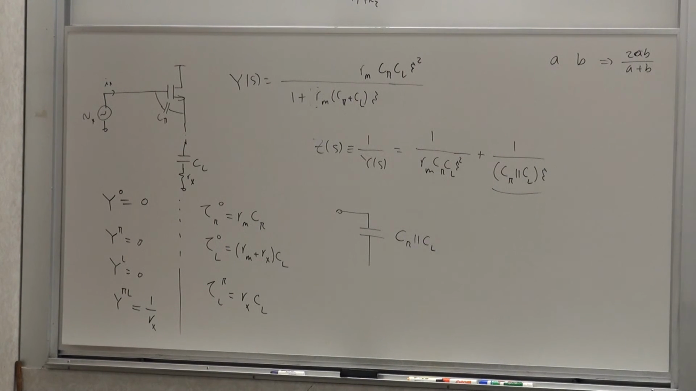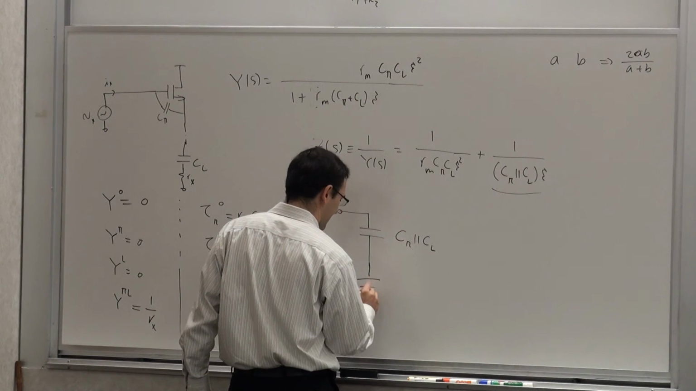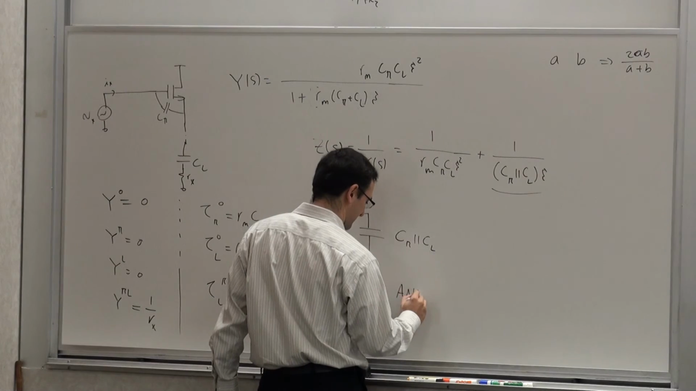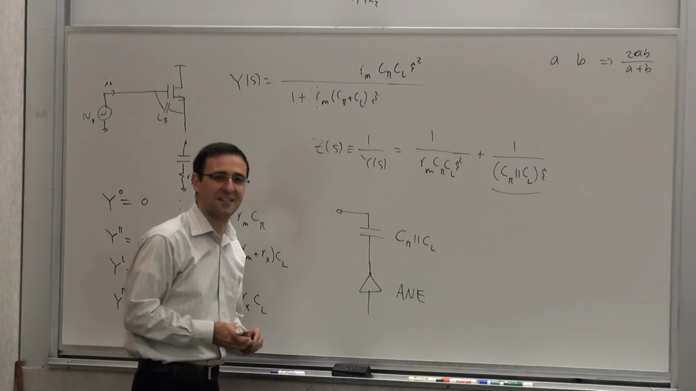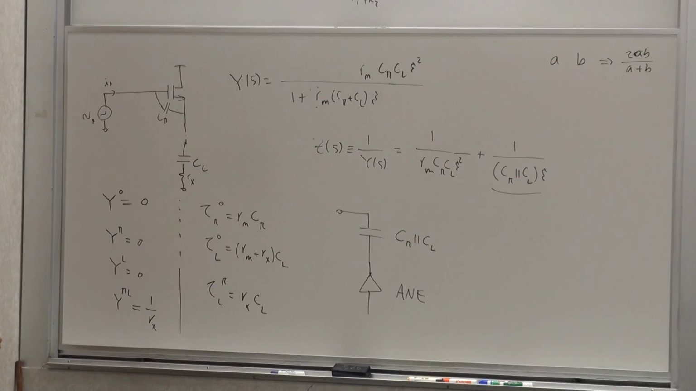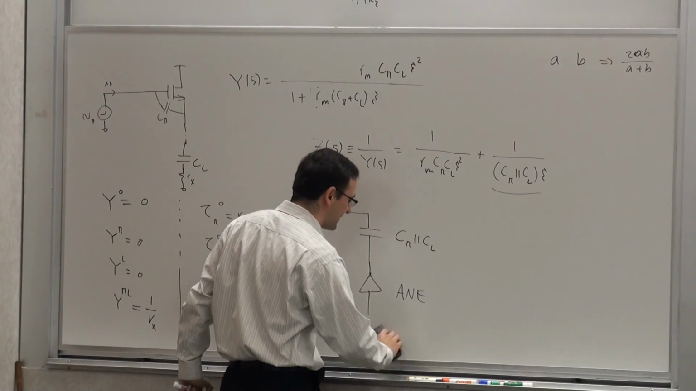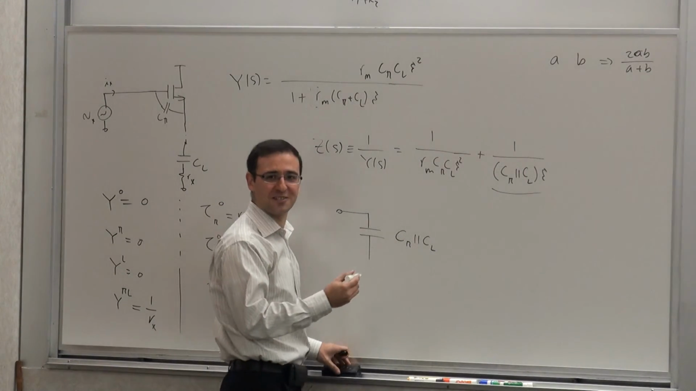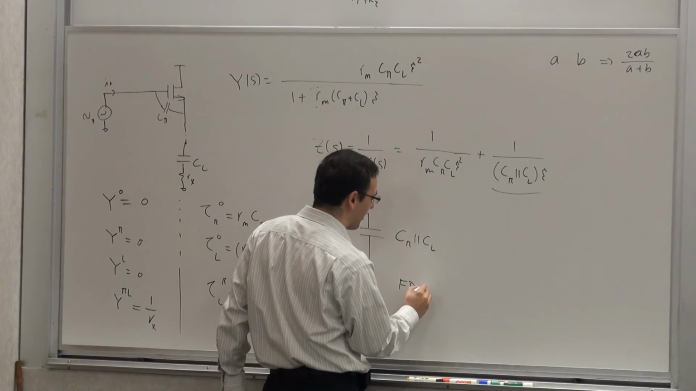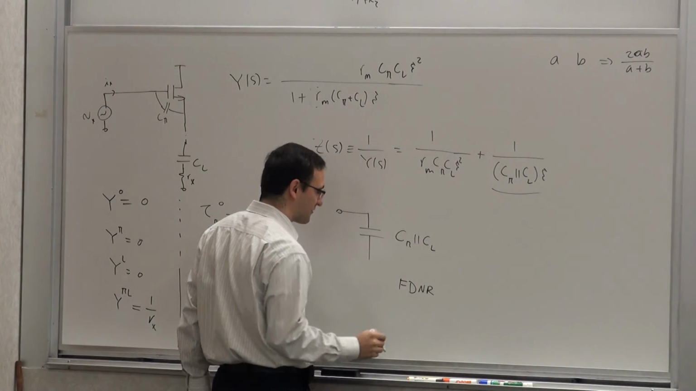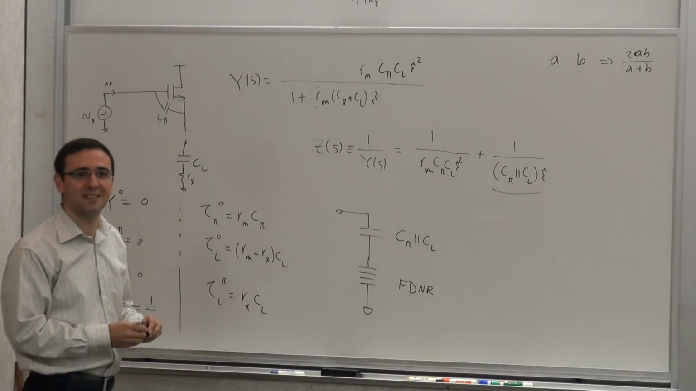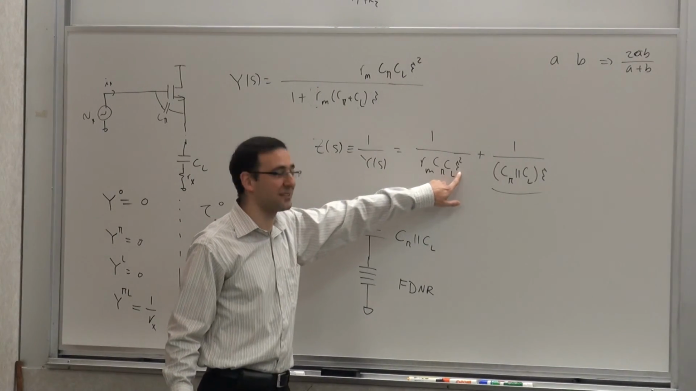A new element. So we should call it, well, it's kind of the same naming scheme. It's a little bit more hypocritical, less honest. It's FDNR. Sometimes it's called a supercapacitor, because it's like double the effect of a capacitor.